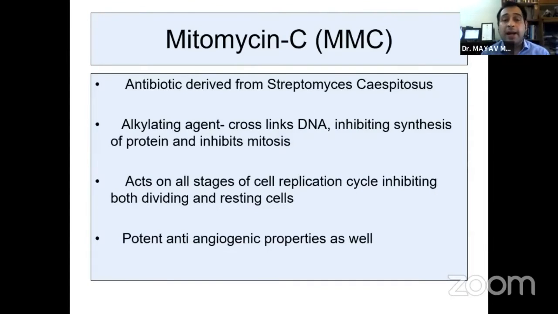In comparison, Mitomycin-C is an antibiotic derived from Streptomyces caespitosus, which is an alkylating agent, cross-links DNA, inhibits synthesis of protein, inhibits mitosis, and acts on all stages of the cell replication cycle, inhibiting both dividing and resting cells. So theoretically, it is a more potent antimetabolite as compared to 5-FU, and it possesses potent anti-angiogenic properties as well.